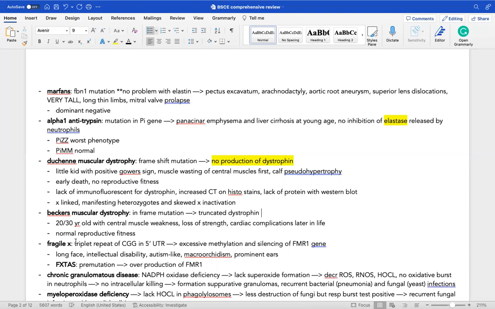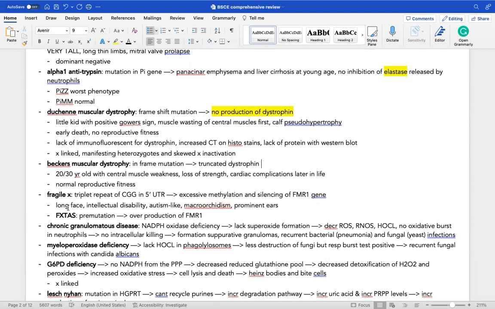Fragile X is a triplet repeat expansion disorder. We have excessive methylation and silencing of the FMR1 gene. They have a long face, intellectual disability, autism-like symptoms, prominent ears, and macroorchidism. And as we said, in the FX test, it's a kind of premutation, and we have overproduction of FMR1.